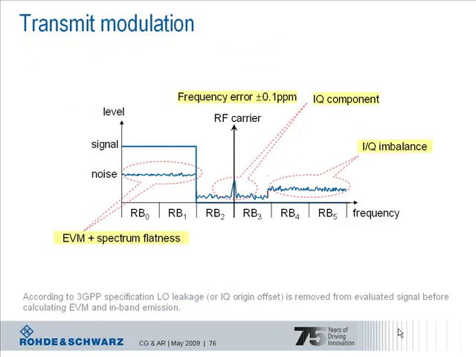In case of signal quality, measurements like error vector magnitude and spectrum flatness are done. The tolerances for error vector magnitude are the same as for downlink, QPSK 17.5% and 16 QAM 12%. As 64 QAM is an optional modulation scheme in the uplink, the limit is not specified yet, but it is considered to follow here as well the definition in the downlink. The frequency error is defined as plus minus 0.1 part per million. Further, IQ component and IQ imbalance are measured.